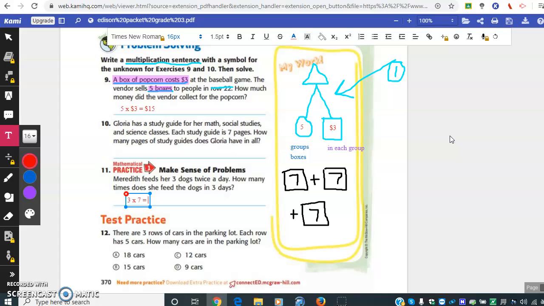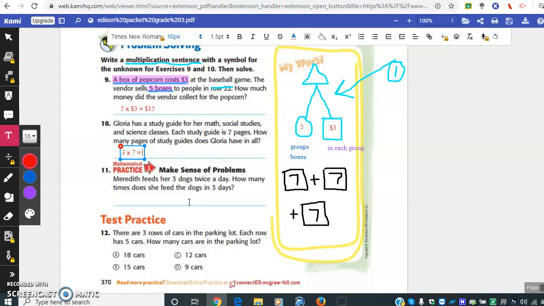Now, if you add up all 3 sevens, you'll find your answer for how many, oh, I put that in the wrong place. Let's move that up. Sorry, guys. Once you count up your sevens, then you'll have the answer for how many pages Gloria has in all in those study guides. So give that a try. And remember, one way to solve it, another way to solve it that is equally as good. You can do pictures, you can do Math Mountains, you do whatever works for you.